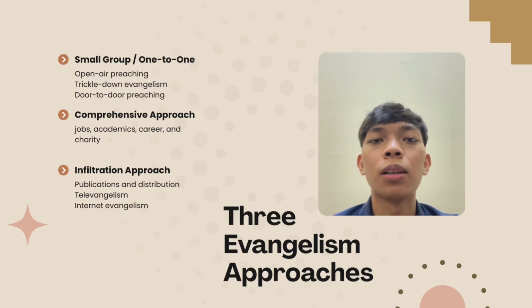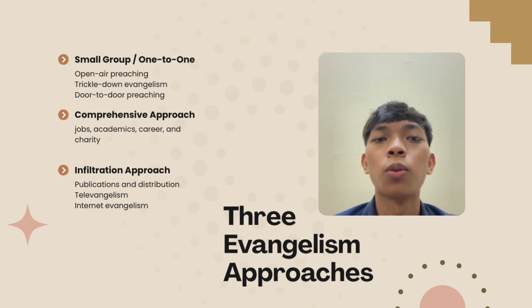Three evangelism approaches. Christians use three main approaches under evangelism. First, small group or one-to-one. The first is the small group or one-to-one approach, which includes open-air preaching. One of the earliest examples is Jesus himself, delivering the Sermon on the Mount to crowds in the open air.